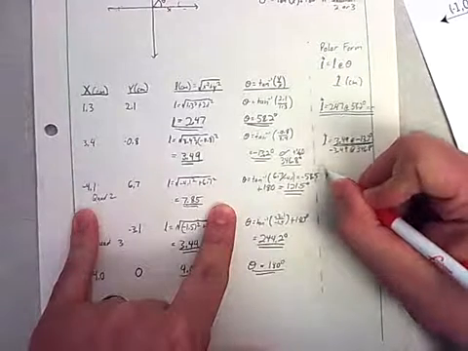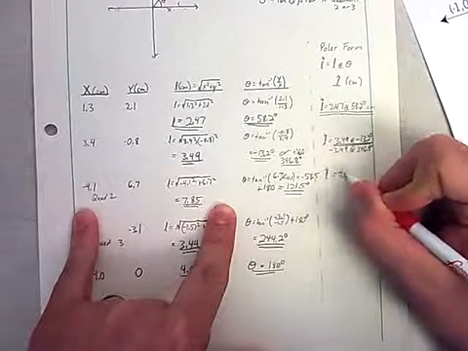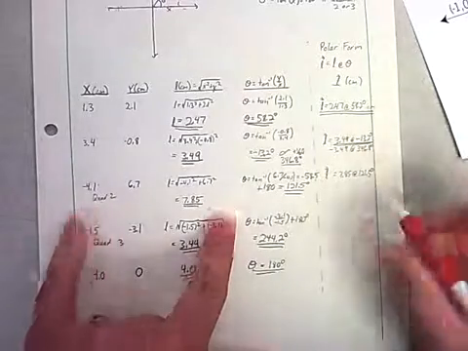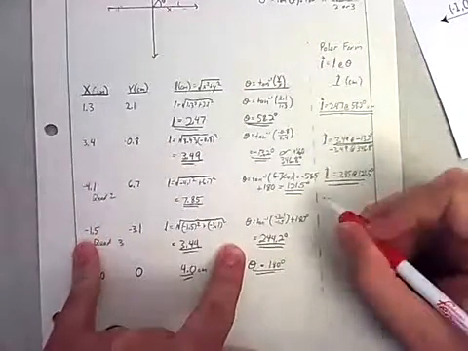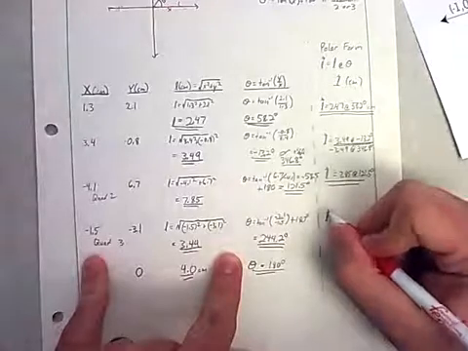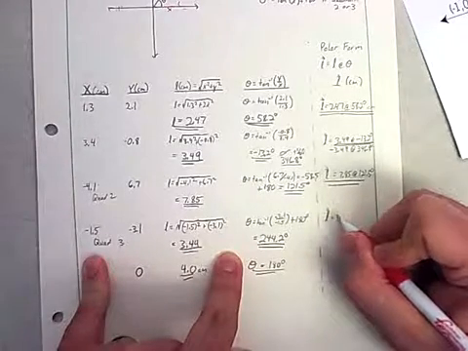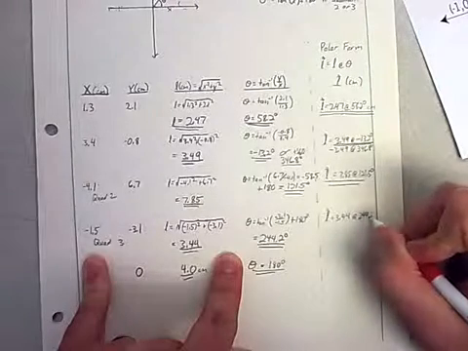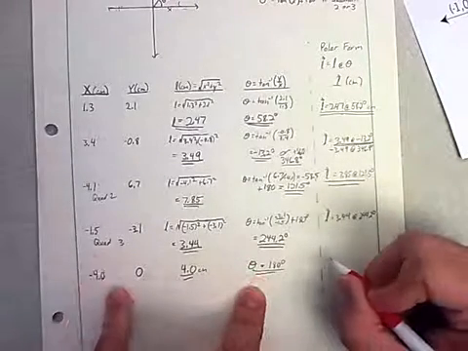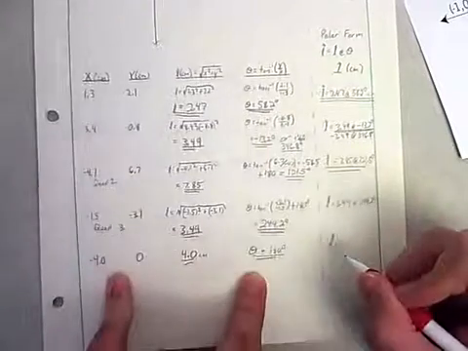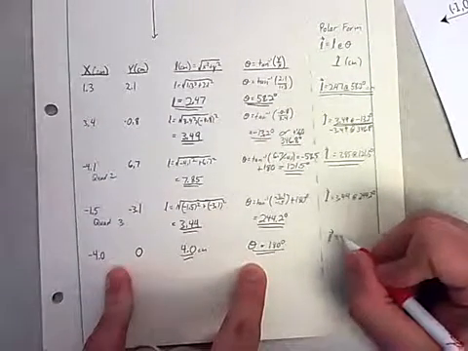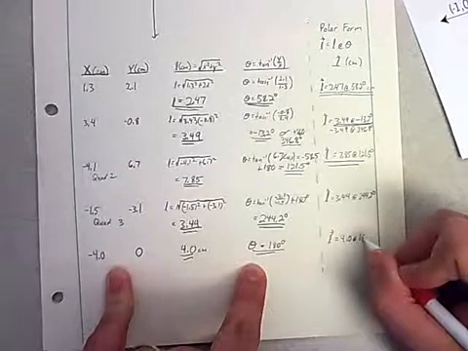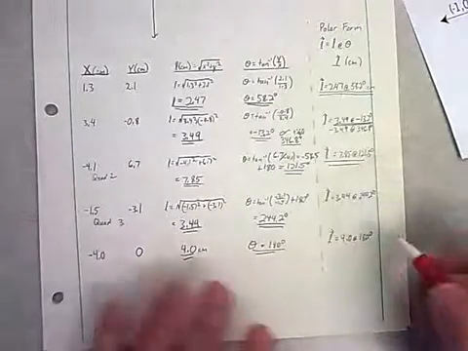Third one, L was 7.85 at 121.5 degrees. The fourth one, L was 3.44 at 24.2 degrees. And on the last one, L was 4 at 180 degrees. So that was the one that was directly to the left.